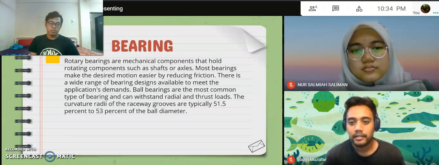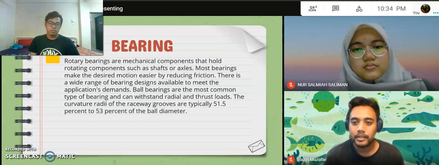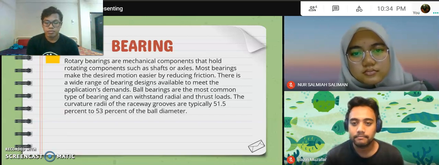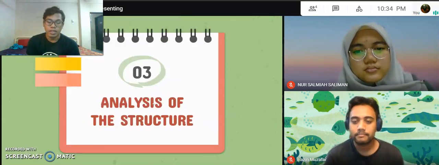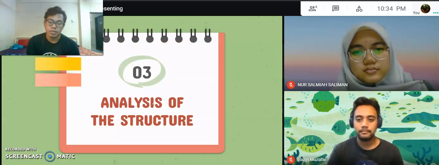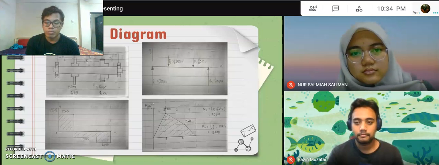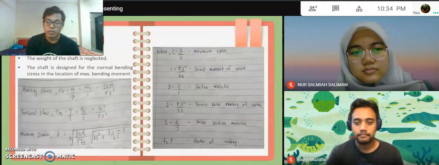Rotary bearings are mechanical components that hold rotating components such as a shaft and axle. For analysis of the structure, this is our free body diagram. The formula that we use and the assumption: the weight of the shaft is neglected.